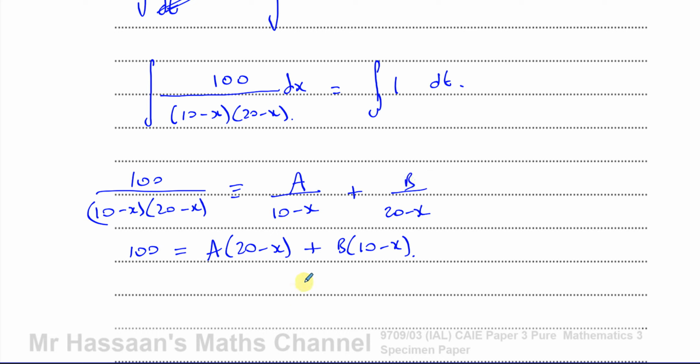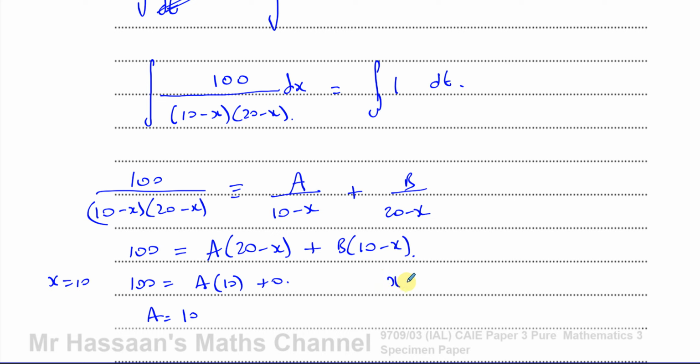So now, to find what a and b are, we can use some sort of elimination technique. For example, if I replace the x with 10, then the b term will be multiplied by 0, and you're left with the a term. So if you replace x with 10, you have 100 equals a times 20 minus 10, which is 10, plus 0. So you're left with a equal to 100 over 10, which is 10.